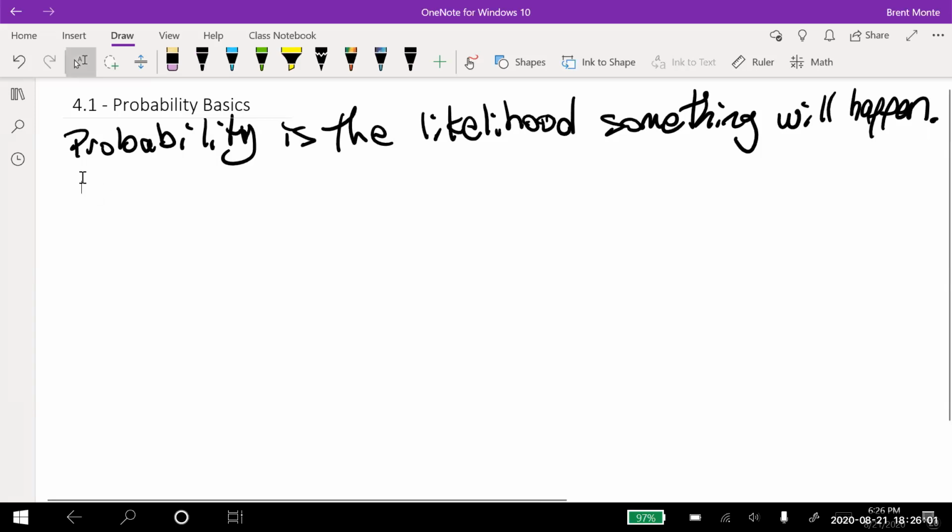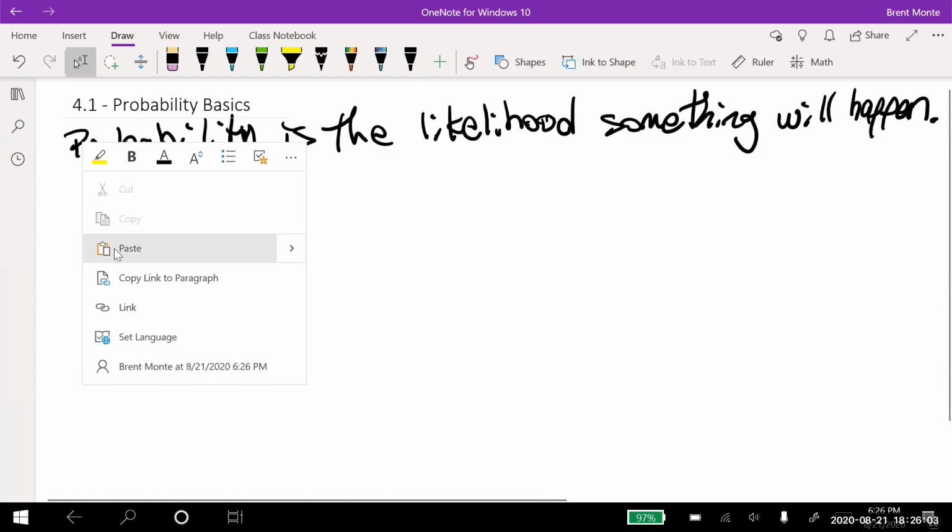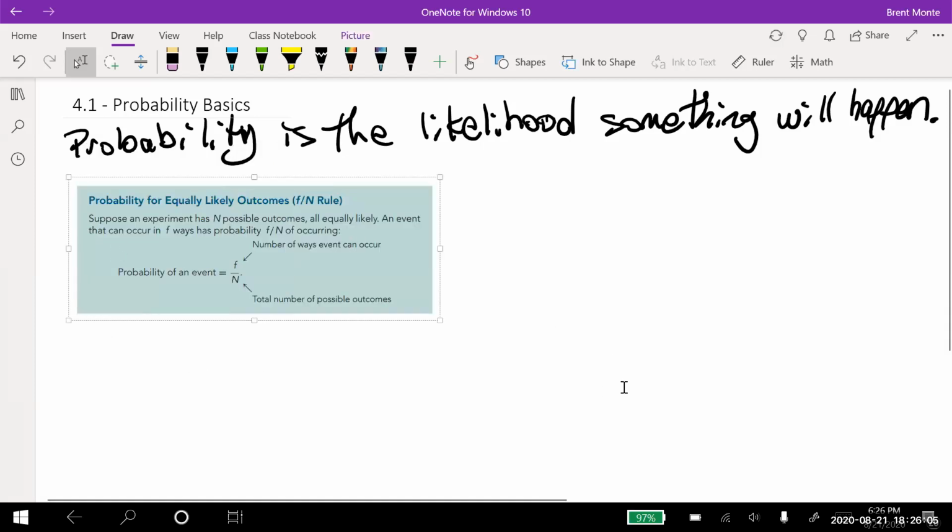And let's start off showing a major thing that we're going to start with here. If events are equally likely, so each of however many outcomes we have possible are equally likely, what is the probability that one of them would happen? Well, the probability is what we call the F over N rule. F, the numerator, is the number of ways an event can occur, where N is the total number of possible outcomes.